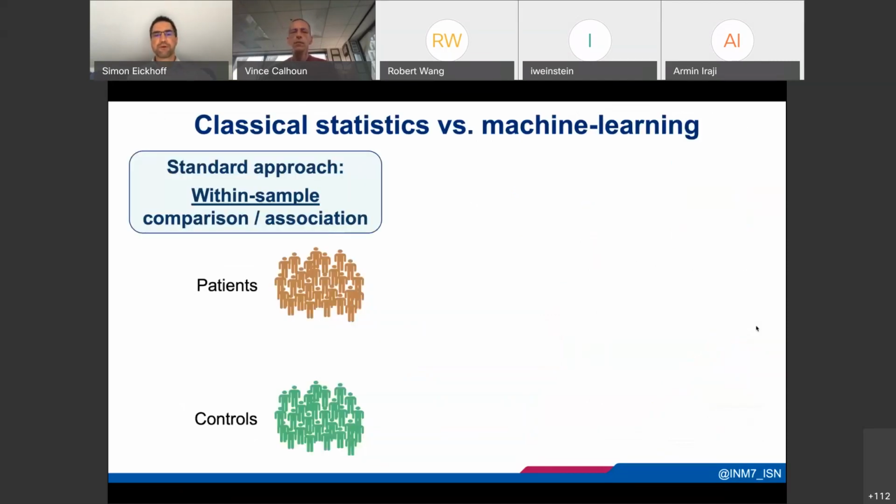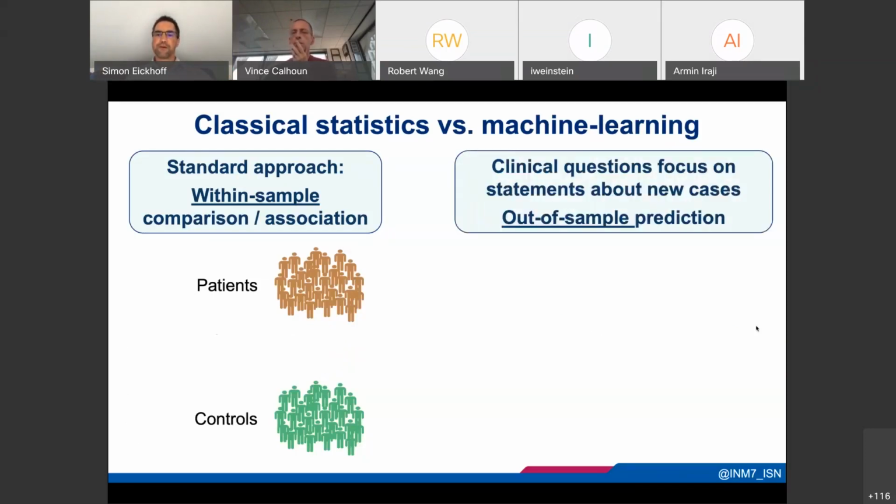Just to juxtapose classical statistics versus machine learning, which is ultimately what it is. Once more, in the standard within-sample statistics, you have one group of patients, one group of controls. That's all you have. And you're basically saying, in those patients here and those controls, is the big difference that I see surprisingly big? And if so, that's then significant.